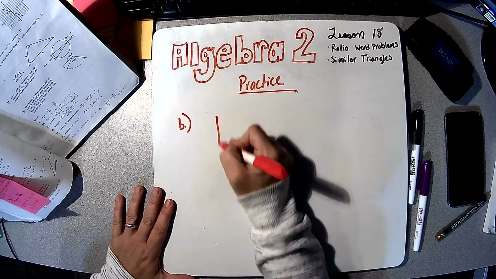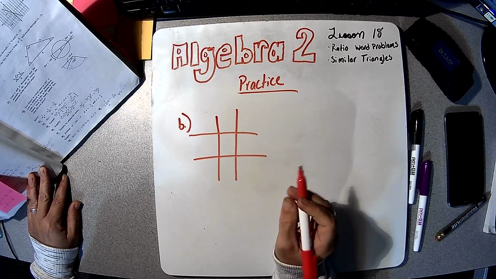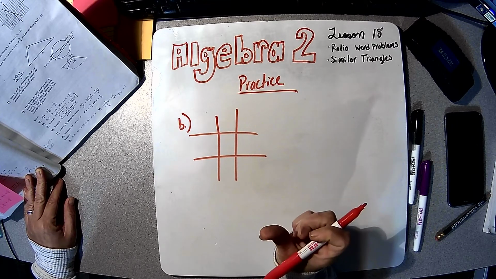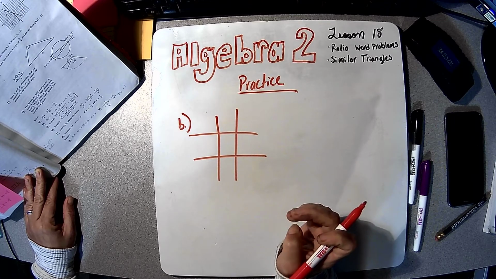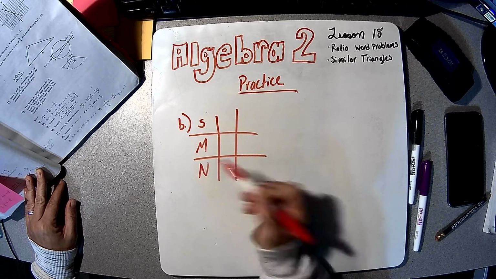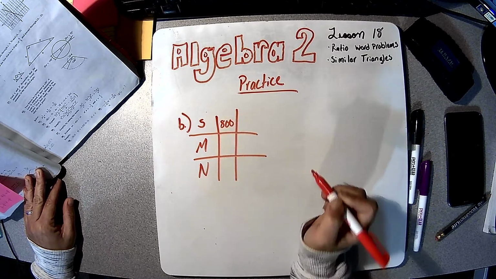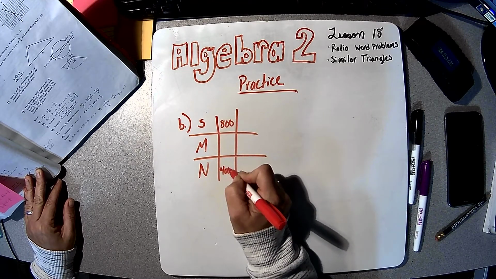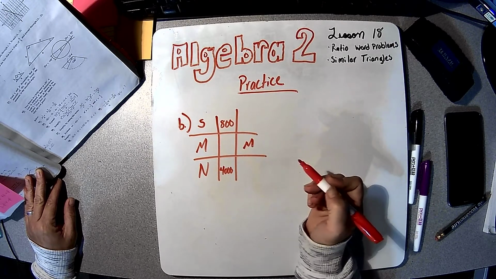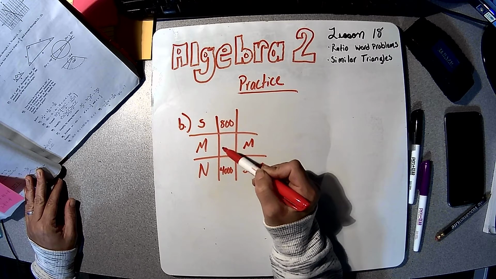Before I even do anything, I'm trying to draw my tic-tac-toe. Alright, it took 800 kilograms of sulfur to make 4,000 kilograms of the new compound. How many kilograms of other material will be required to make 5,000 kilograms of the new compound? Okay, so I'm going to have sulfur, other material, and our new compound. 800 kilograms of sulfur made 4,000. And then it's asking us how many of the other material is going to make 5,000.